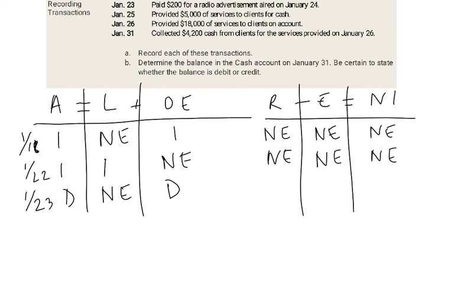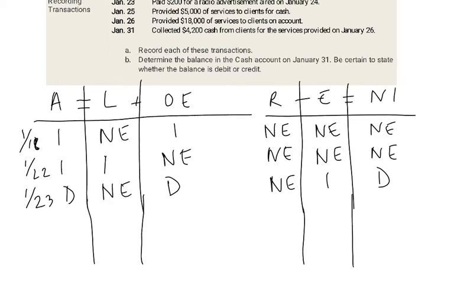So revenues, did we have any effect? No. However, we did increase our expenses, and therefore if we increased our expenses but didn't increase our revenues, we had to have decreased our net income. Expand our table a little here and look at January 25th.